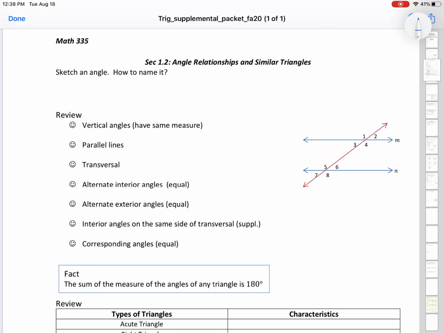Alright, welcome to section 1.2. Here we're going to talk about some relationships between angles, and so we're going to go through some terminology that they have up front and then work some problems together that you'll find in the homework.